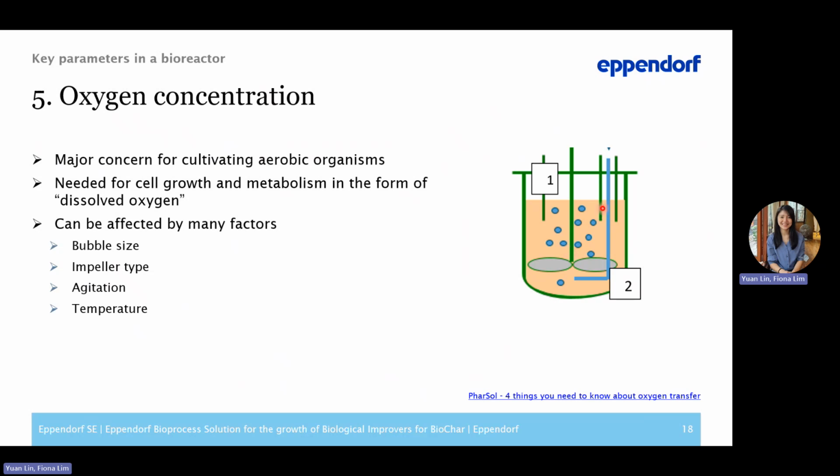So in terms of oxygen concentration, the bubble size is a critical factor. The type of impeller that is used is a critical factor. The agitation rate that is being controlled is a critical factor. And finally, even the temperature of the media could affect the oxygen concentration within the bioreactor itself.